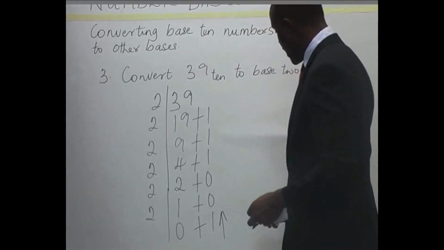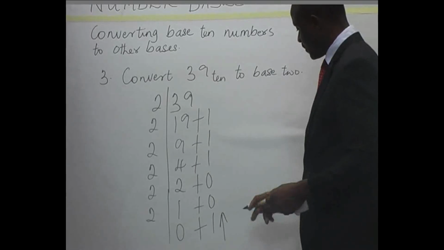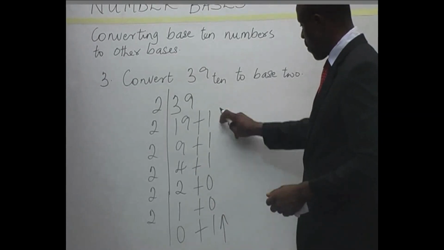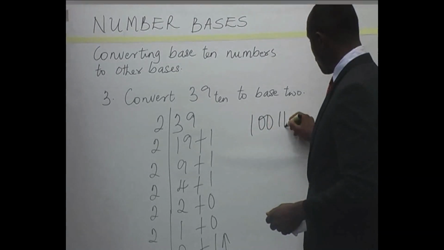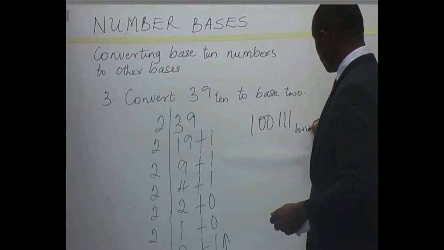Take your numbers in this form: 1 0 0 1 1 1. So we have 100111 base 2.